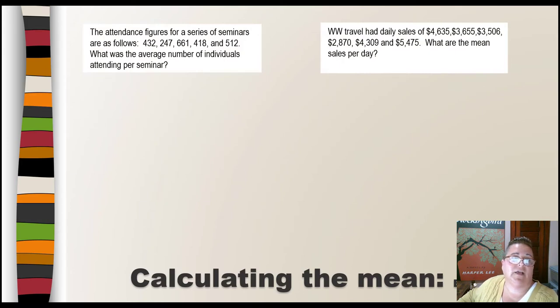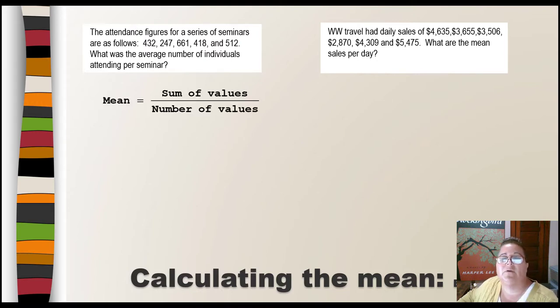So what does that look like? I have two examples here. The first example gives us the attendance figures for a series of seminars. They are 342 people, 247 people, 661 people, 418, and 512. What was the average number of individuals attending per seminar? So what we want to do is we want to take the sum of all of those values and divide it by the number of values.